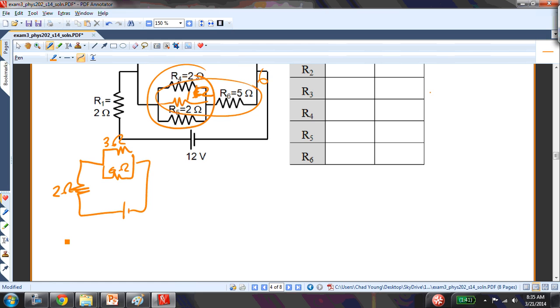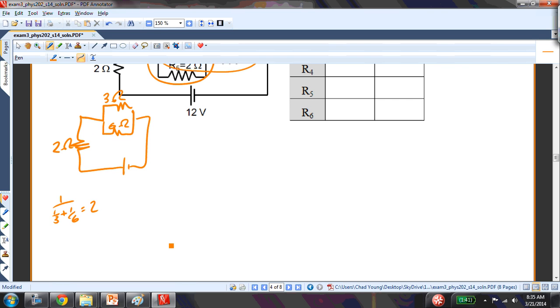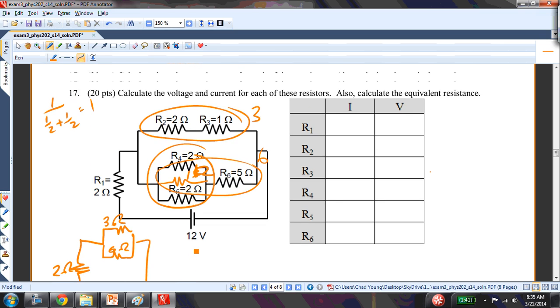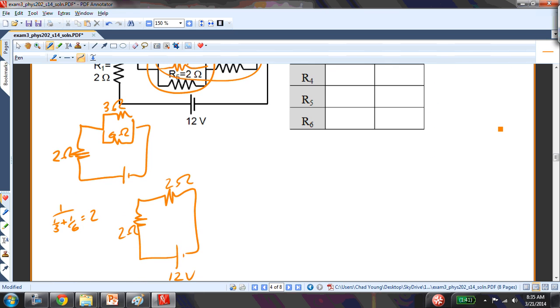A 3 and a 6 together give me 2 ohms. That's 1 over 3 plus 1 over 6 is 1 over a half, and that's equal to 2. So if I redraw this again, I get a 2 ohm and a 2 ohm. This is 12 volts. And then the equivalent is going to be equal to 4 ohms. That's just 2 plus 2.